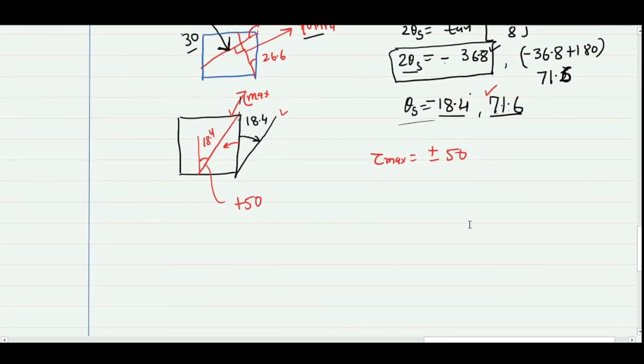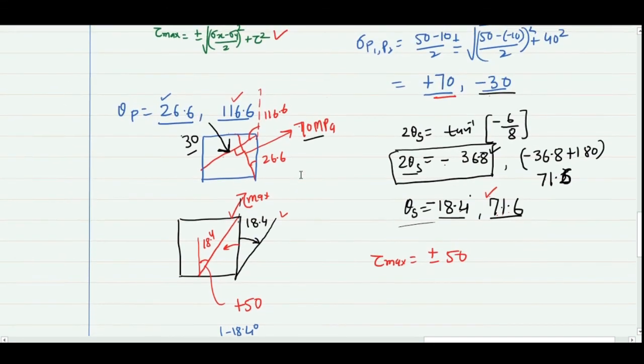So let's see it separately. The second plane will be in this direction with a value of 71.6, and this would be your second maximum shear stress plane, and tau maximum at this plane will be minus 50. So these two are my maximum shear stress planes. One corresponds to an angle of minus 18.4 degree, another one to 71.6 degree, and values are plus 50 and minus 50. These two are my two principal planes, one at 26.6 degree and the other at 116.6 degree.